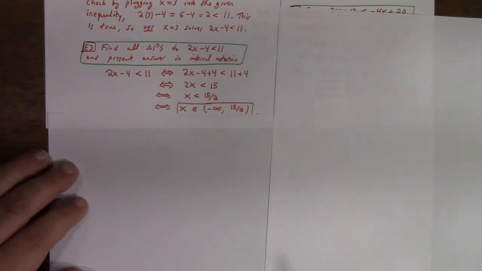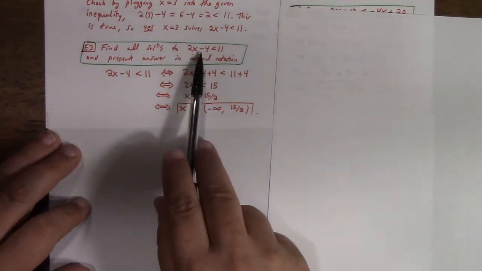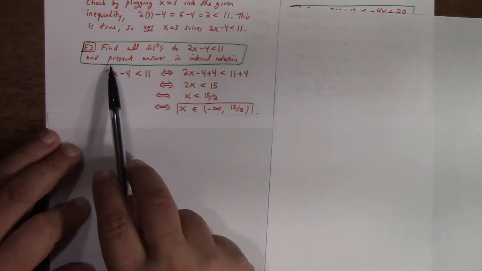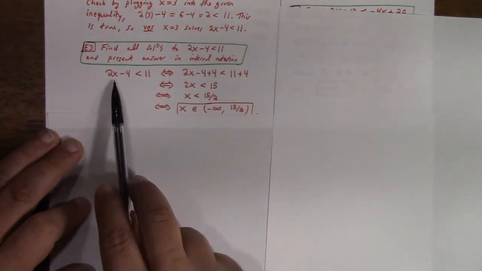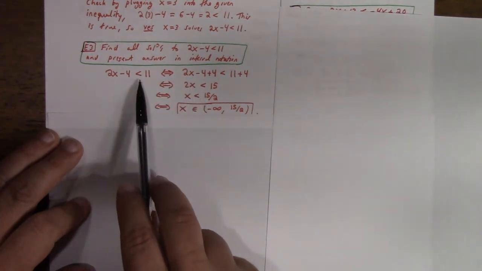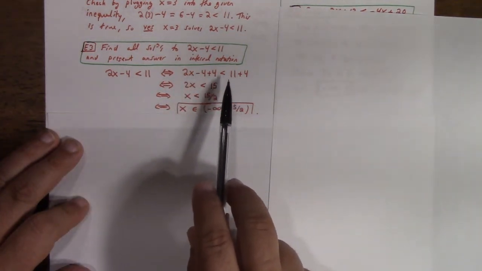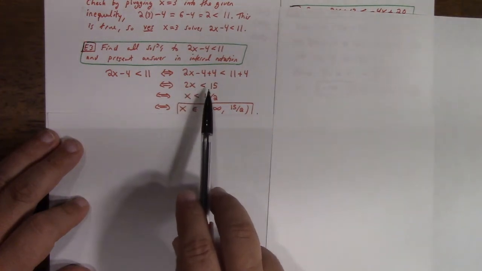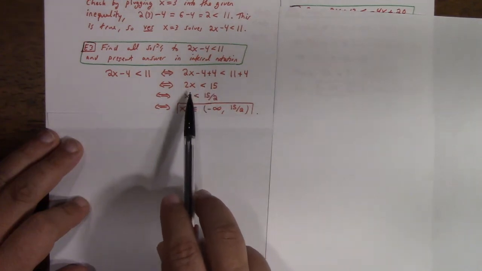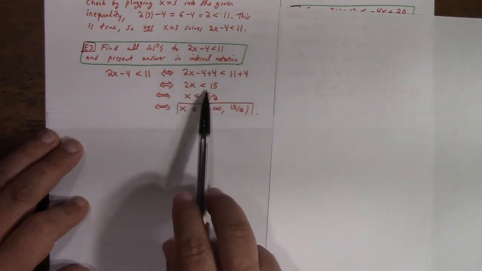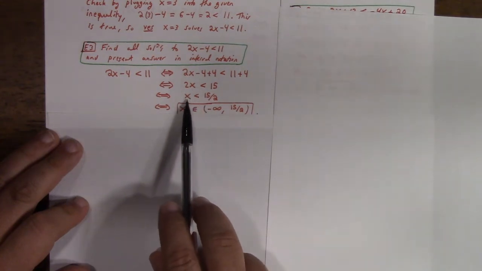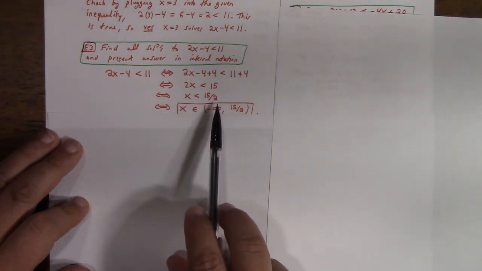Alright, find all solutions to 2x minus 4 less than 11, and present your answer in interval notation. So I'll start with 2x minus 4 less than 11. My next move is to add 4 to both sides. That brings me to 2x less than 15. Then my next move is to divide the inequality by 2. Since 2 is positive, it doesn't change the order of the inequality. So I get x is less than 15 over 2.